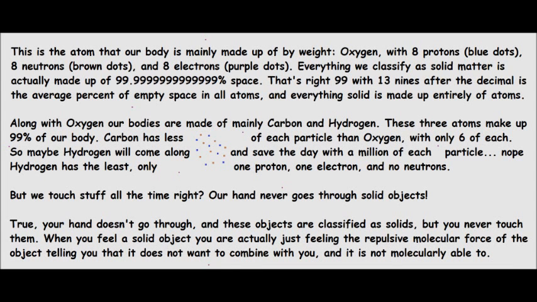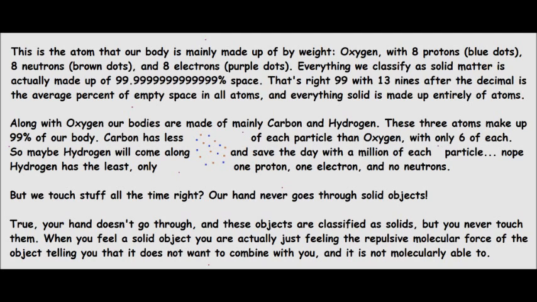This is the atom that our body is mainly made up of by weight, oxygen, with 8 protons, the blue dots, 8 neutrons, the brown dots, and 8 electrons, the purple dots. Everything we classify as solid matter is actually made up of more than 99% space. That's right, 99 with around 13 nines after the decimal is the average percent of empty space in all atoms. And everything solid is made up entirely of atoms.